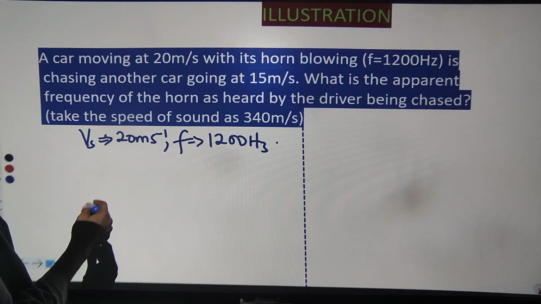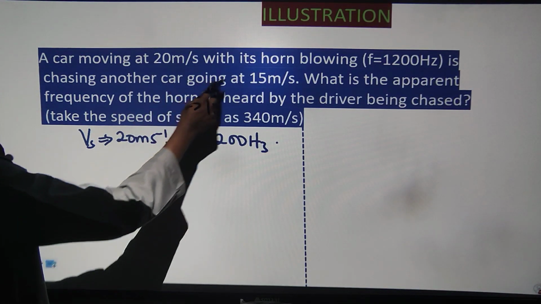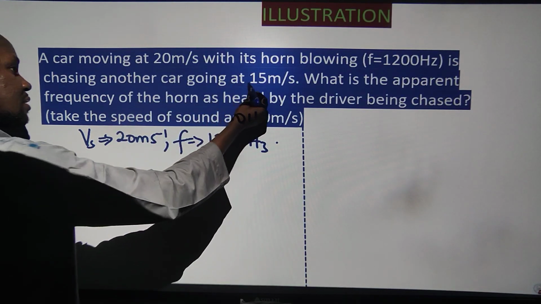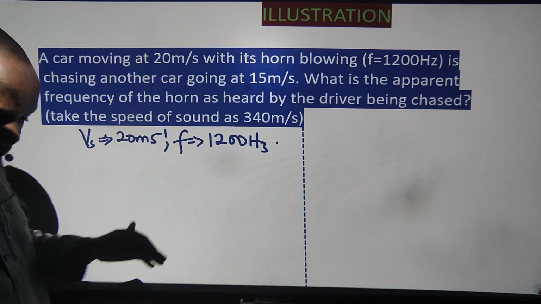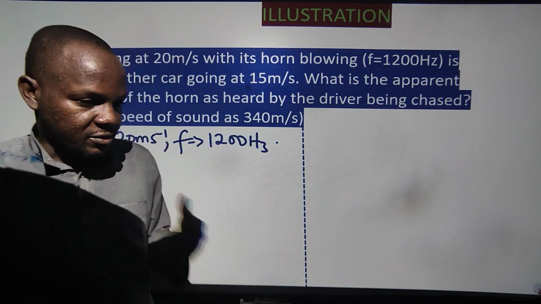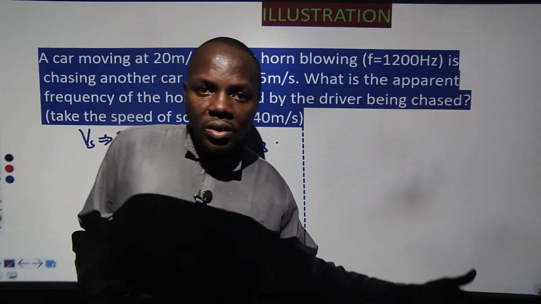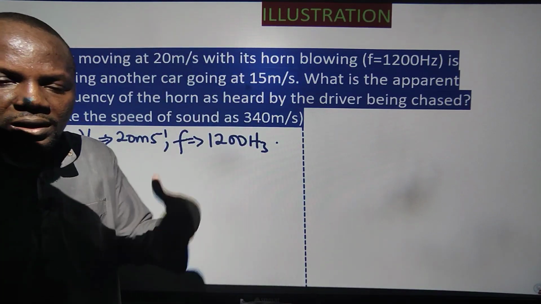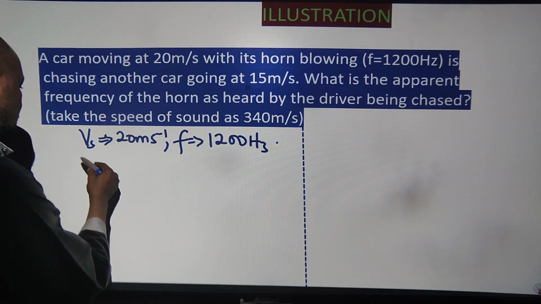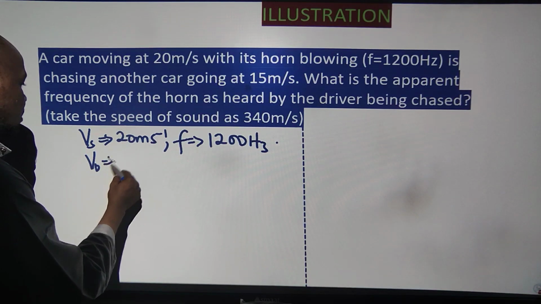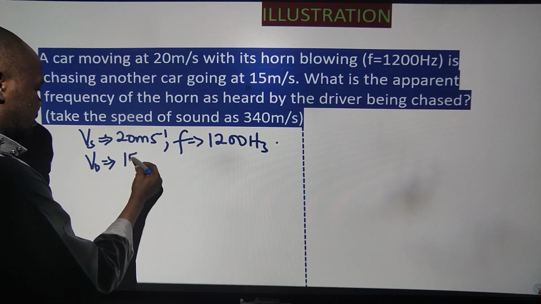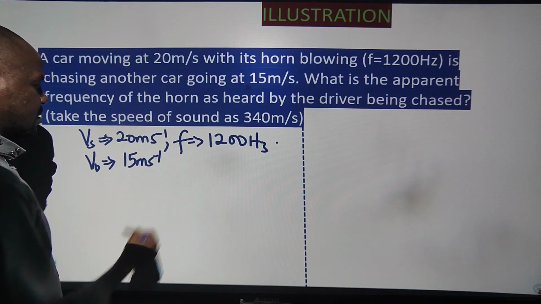Now it's chasing another car going at 15 meters per second. That is chasing the car. This one is also going away. So as it's trying to move towards, the source is moving towards, the observer is now moving away. You know what that means. So observer V0 is now equal to 15 meters per second.